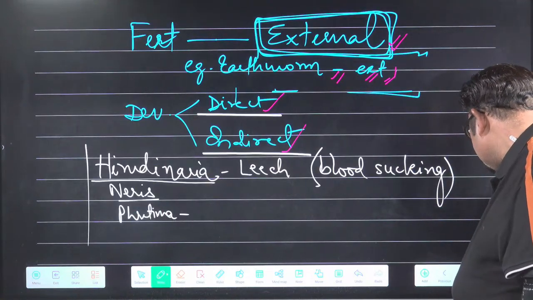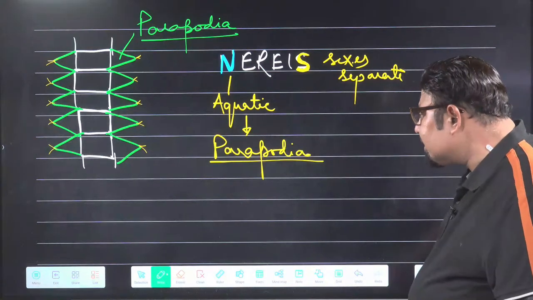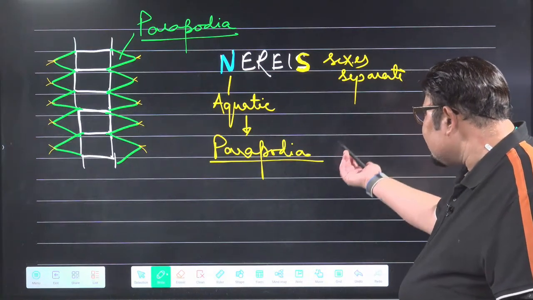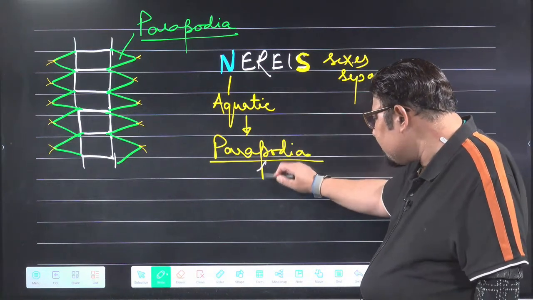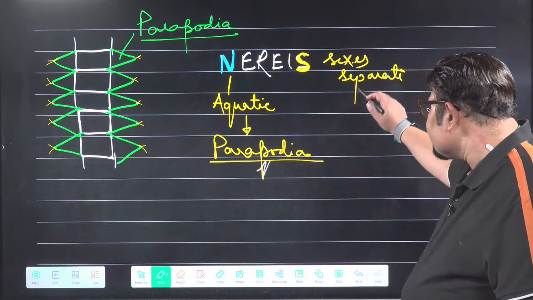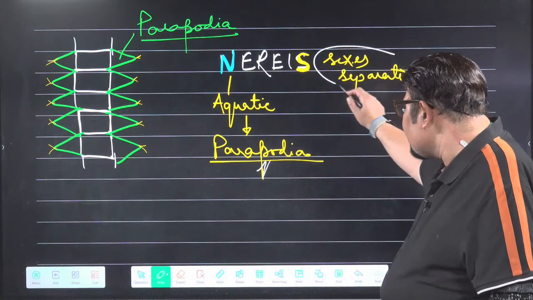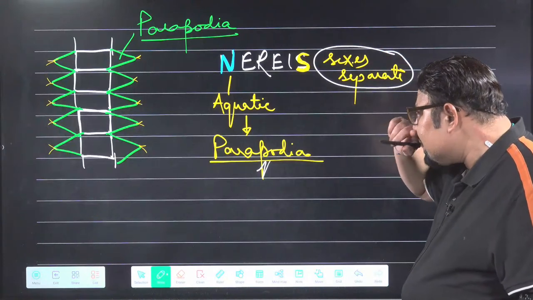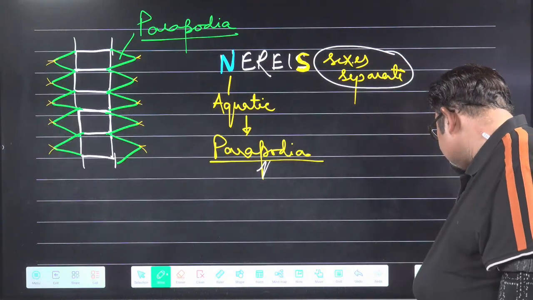And also revision, no way we are revising. Some tricks can also help, like A for aquatic, parapodia for swimming, and S for separate sexes. Well, that's all about this one.